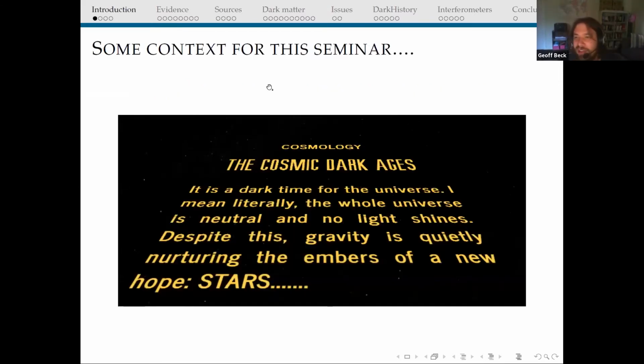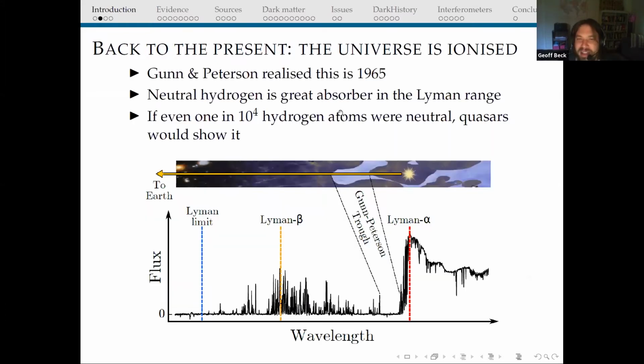So just some context for this seminar. I'm going to be talking about the period of transition of the universe out of the cosmic dark ages, from a neutral, lightless universe to the present-day universe we know at the moment. And of course, the present universe today is ionized. This fact was initially established by Gunn and Peterson in the 1960s.